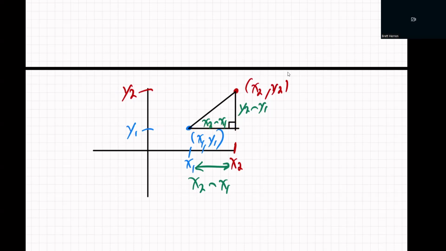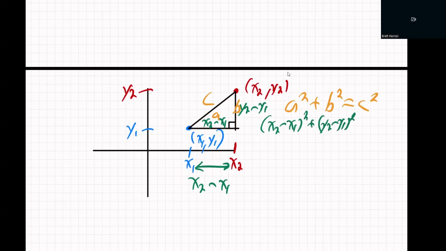So, you remember the Pythagorean theorem, right? A squared plus b squared is c squared whenever you have any right triangle. So this is our c. Then a squared, this side is a and this side is b. So that means x2 minus x1 squared plus y2 minus y1 squared equals c squared.